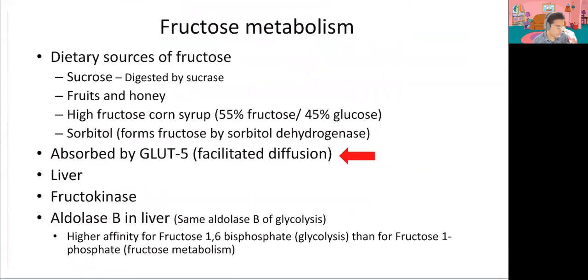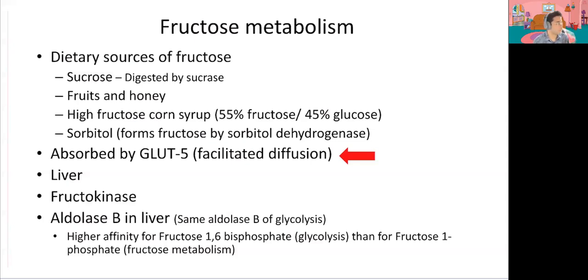Now, fructose metabolism, we have dietary sources of fructose, which we see with sucrose, right? And we deal with sucrase, fruits and honey, high fructose corn syrup. And guess what? GLUT5. Remember you guys learned that? Fructose deals with GLUT5. I think like 5 starts with the word F.